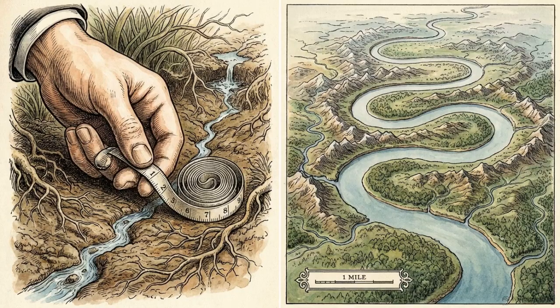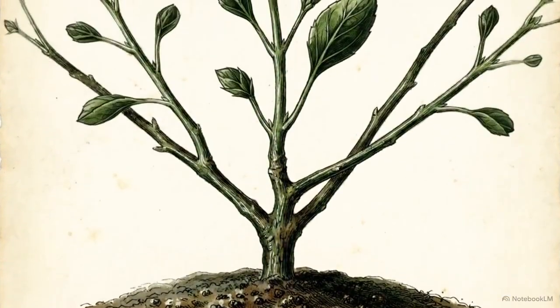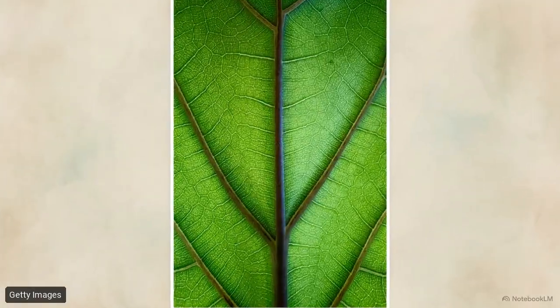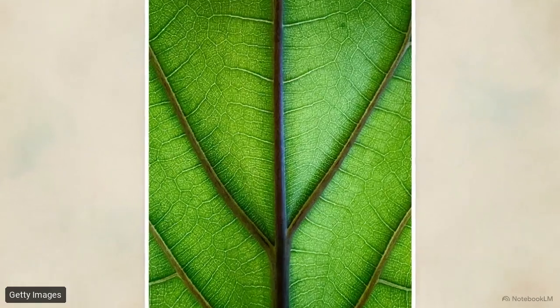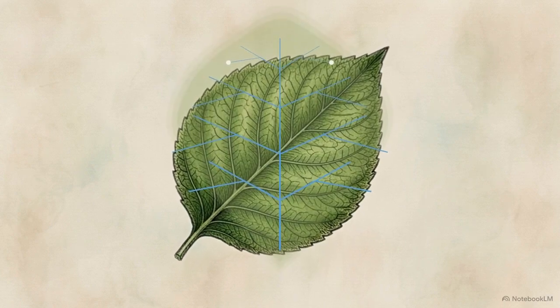Because this geometry is so efficient, we see it appearing in places that have nothing to do with dirt and water. You can find this exact shape in the internal veins of deciduous leaves. Plants utilize this layout because it is the optimal way to distribute nutrients across the surface of the leaf with the least amount of energy.